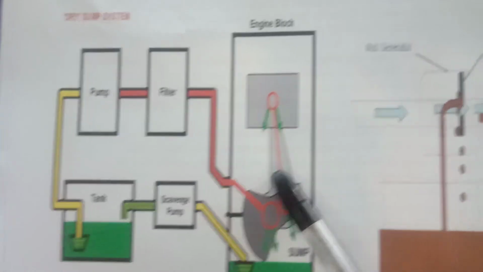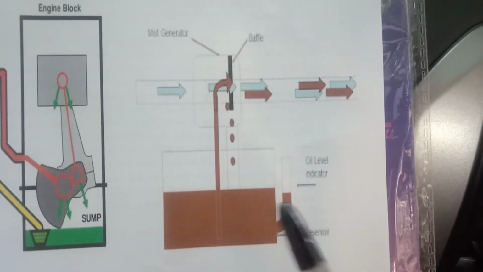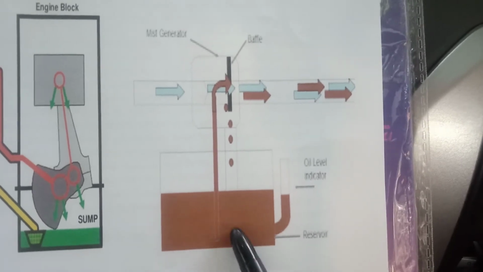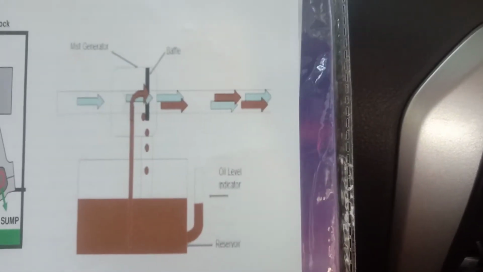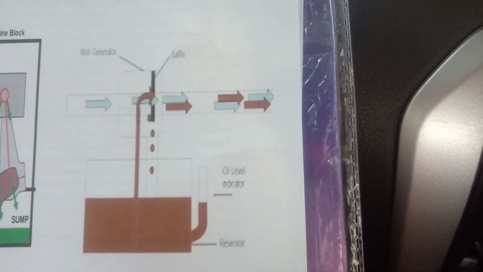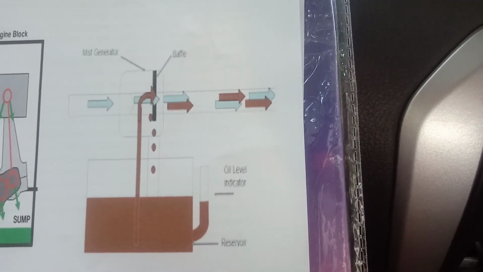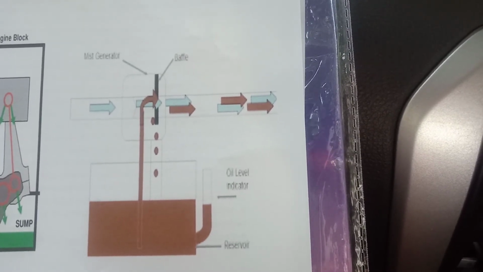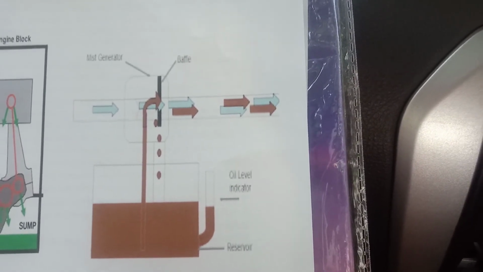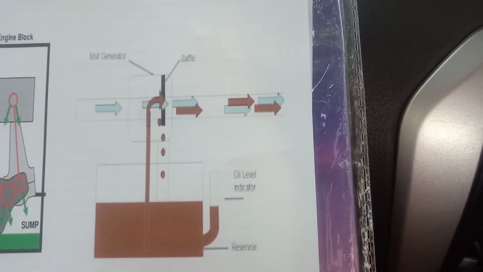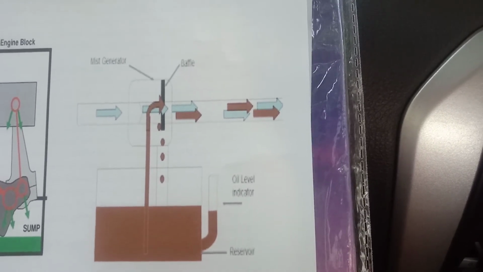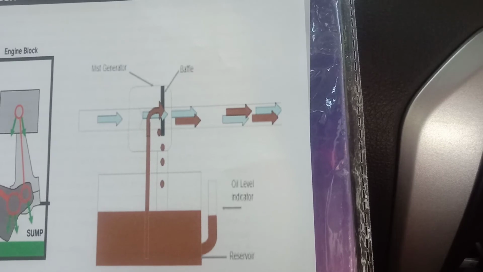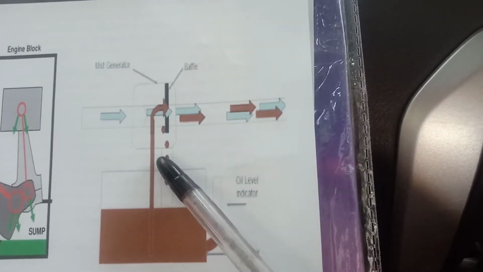Now another lubrication system, as you see here, is the mist lubrication system. This mist lubrication system is almost always used in a two-stroke engine, where there are very few moving parts, such as only the piston, cylinder, crank and crankshaft. Only these parts have to be lubricated. There are very few moving parts, so in this case mist lubrication is used.